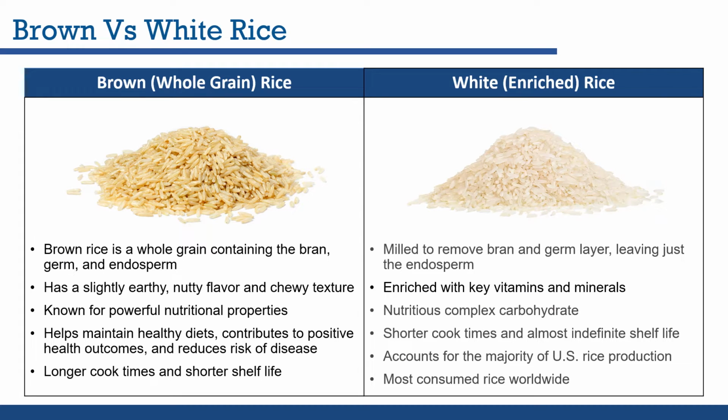Now let's talk about the differences between brown and white rice. Brown rice contains all parts of the seed, the bran, the germ, and the endosperm. There are long, medium, and short grain variations of the brown rice, but in stores, the most typical brown rice you will see is brown long grain rice. Brown rice has a slightly earthy, nutty flavor and a chewy texture. Because brown rice is less processed, it takes longer to cook than white rice and also has a shorter shelf life.